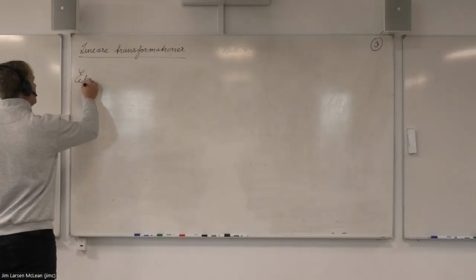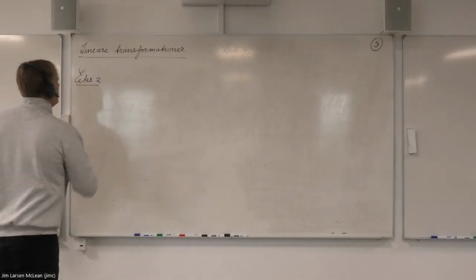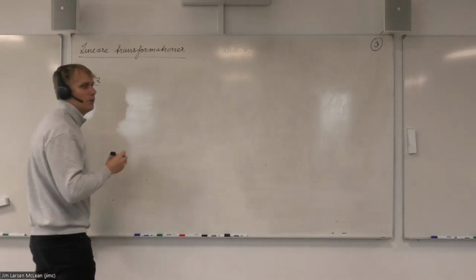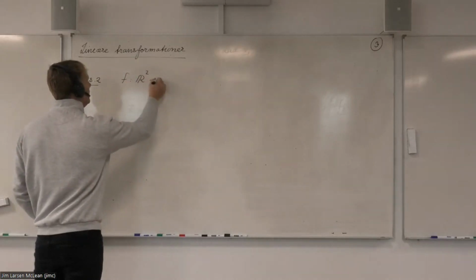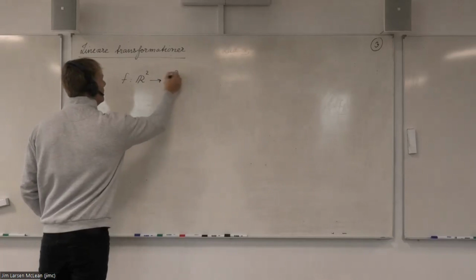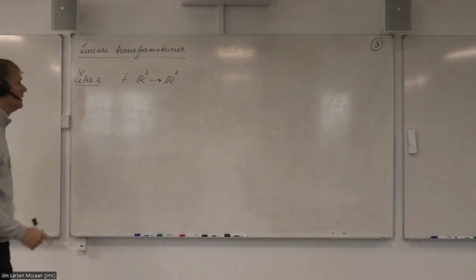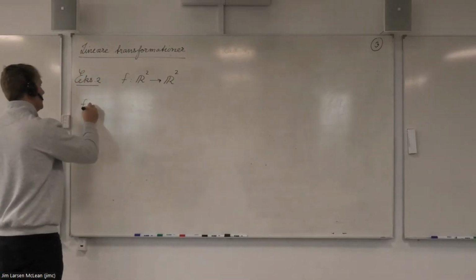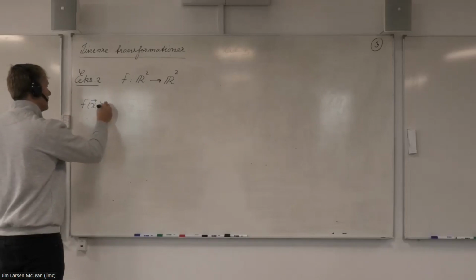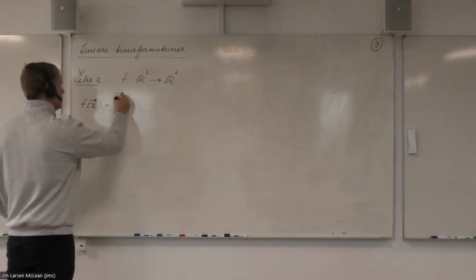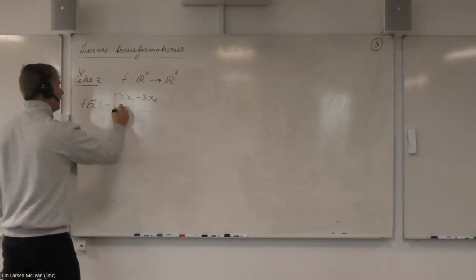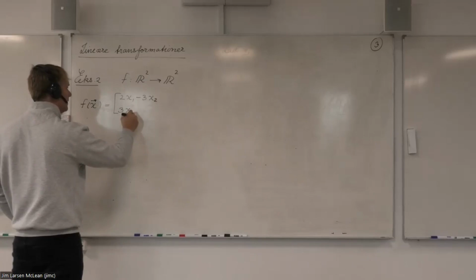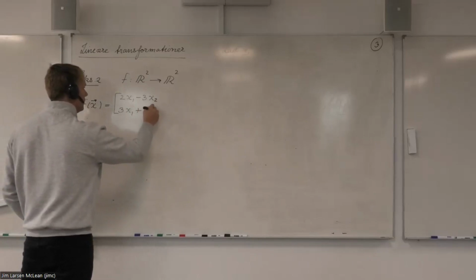So let us once again come up with a similar transformation. And we'll take one that simply maps us from the two-dimensional vector space into the two-dimensional vector space, just like before. We'll take a very simple example. So here it is. F of input vector x is 2x1 + 3x2 in the first component, and 3x1 + 4x2 in the second.